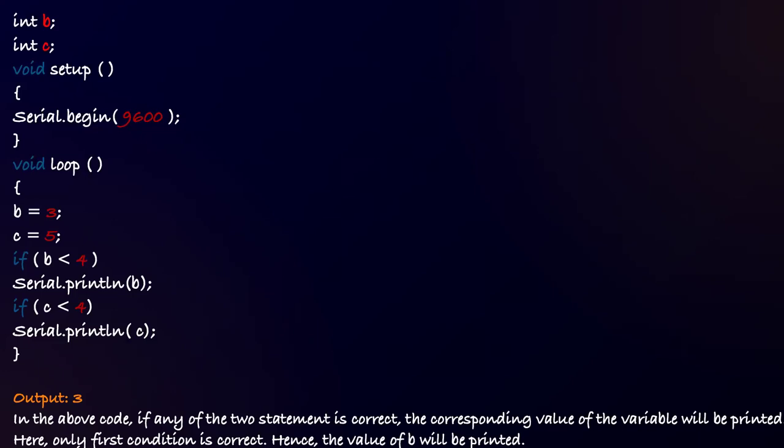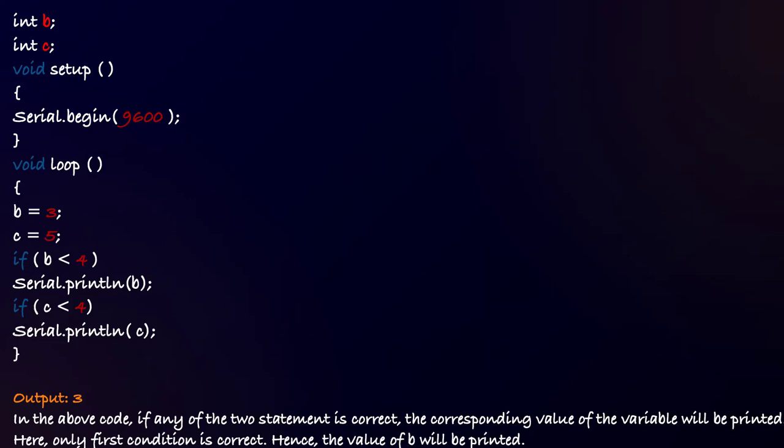See, int b and int c, we have declared these two variables to be integer, right? Now in void setup, we are assigning b equal to 3 and c equal to 5. Now, what is the condition that we are assigning to it, dear students? See very closely. If b less than 4, then we need to print b. If c less than 4, we need to print c. Now, we are using the comparison operator here, right? If b we have assigned to be 3, right? So 3 is less than 4, so 3 will be printed, right?